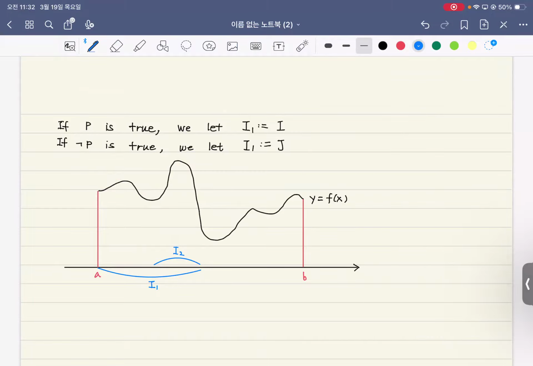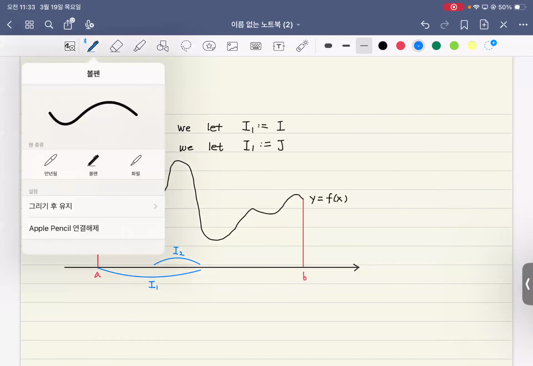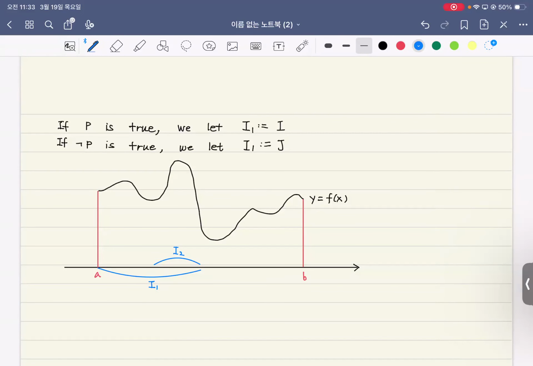Yeah, I know this is getting a little tedious, but just one last time. Now I'm going to apply the same argument to this interval. I will divide this interval into these two, and in this case, not P is also true. Therefore, this one is going to be I2. So it goes like this. Applying the same argument again and again, we are going to get a sequence of closed intervals.